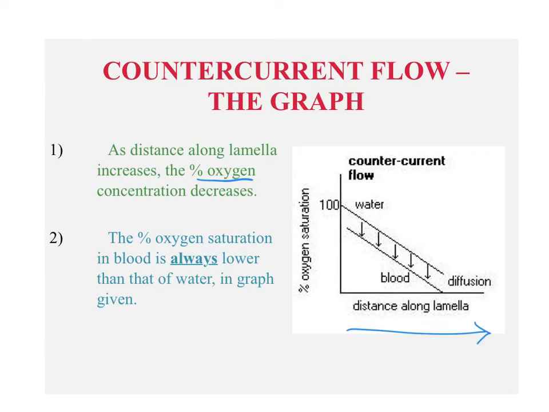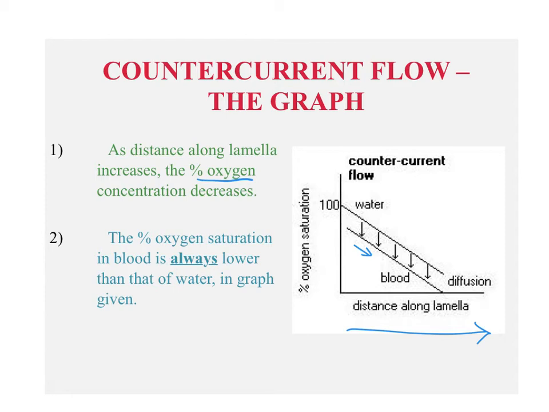So along the X axis we've got distance along the lamellae. You can see that all the way down there is a negative correlation between oxygen saturation and distance along the lamella. In turn, looking at the two lines, you might have recognised that the percentage oxygen saturation in the blood is always lower than that of the water.